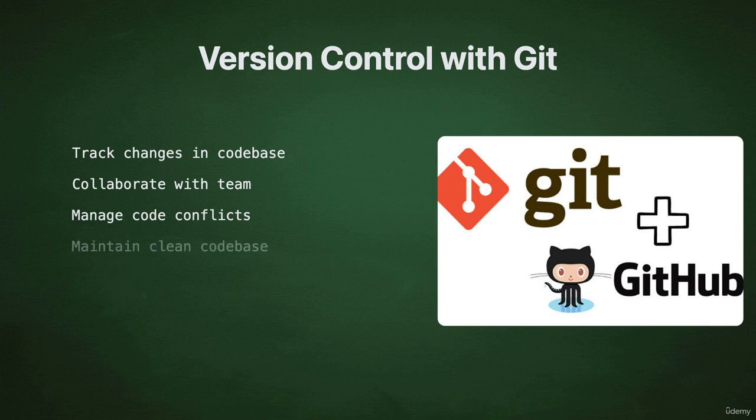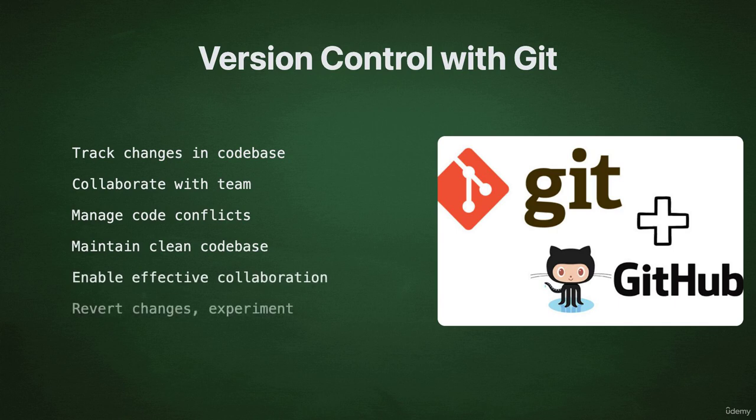Using a version control system is crucial for maintaining a clean and organized codebase, as well as enabling effective collaboration and code sharing among team members. It also allows you to easily revert changes, experiment with new features, and maintain a history of your project's evolution.